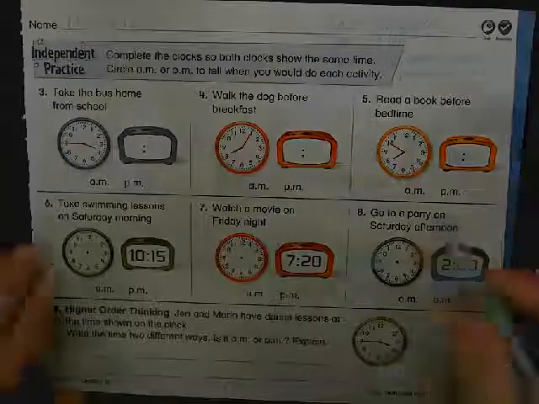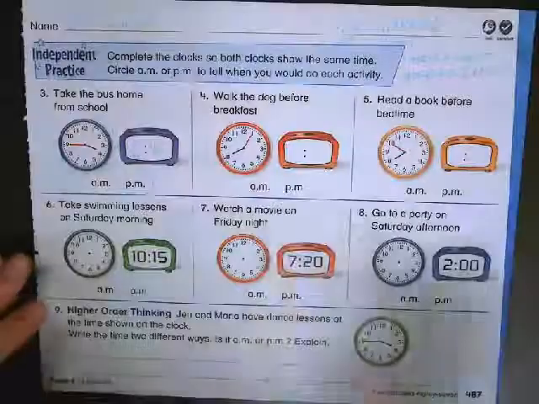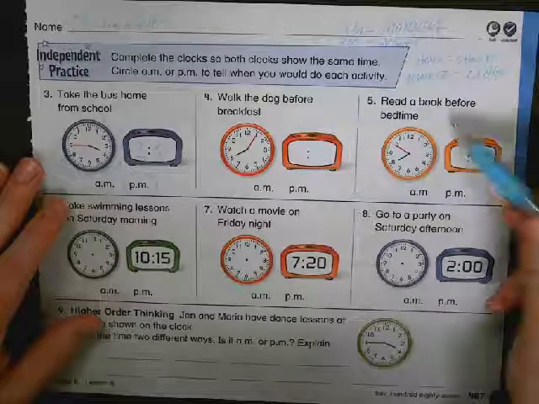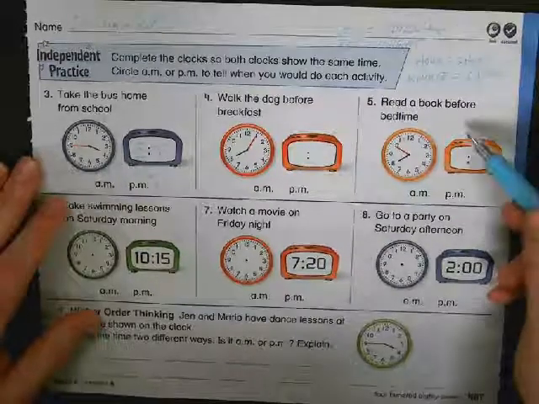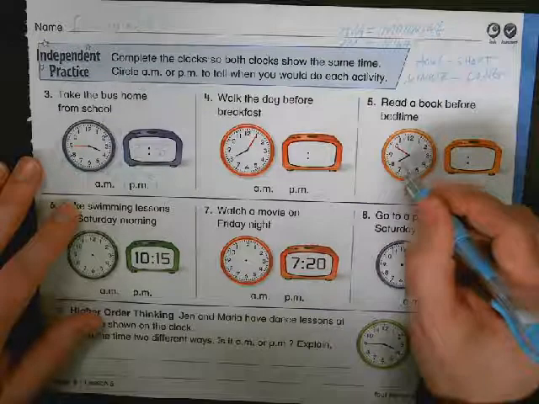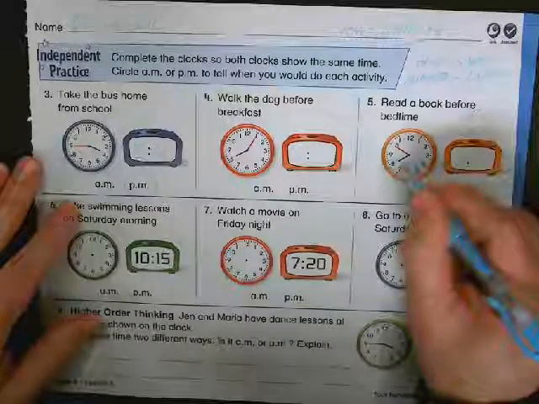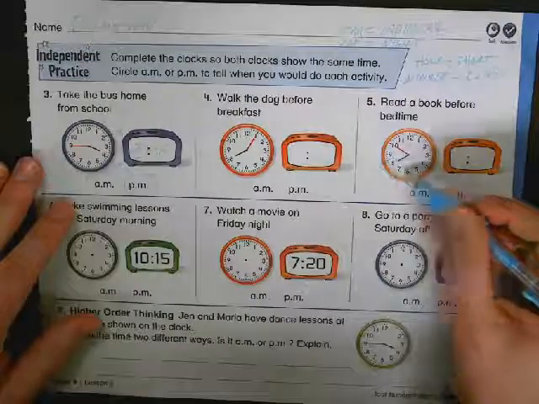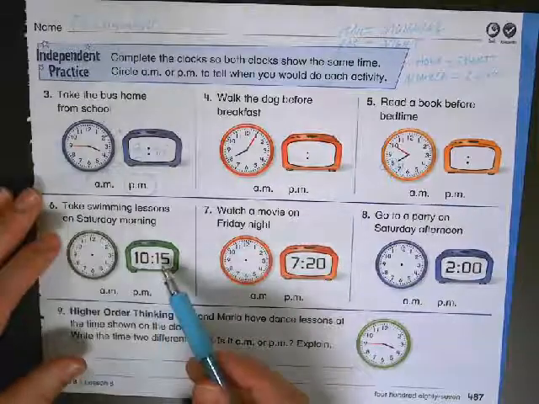What do the rest look like? Take a look. Walking a dog before breakfast. Write the time. Read a book before bedtime. Look at the hour between the 7 and the 8. So if it's between the 7 and the 8, remember we talked about, you always go back to the hour. It's not quite to the 8 hour, it's back to the 7. Here you're going to draw the hands.